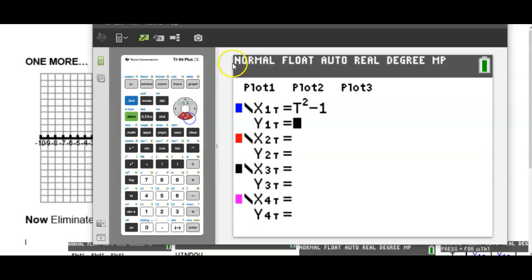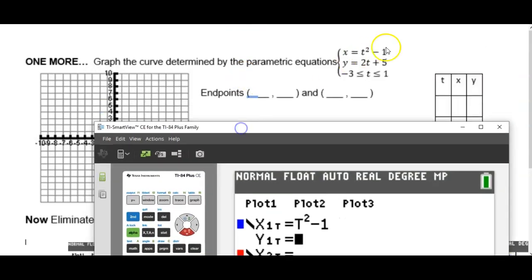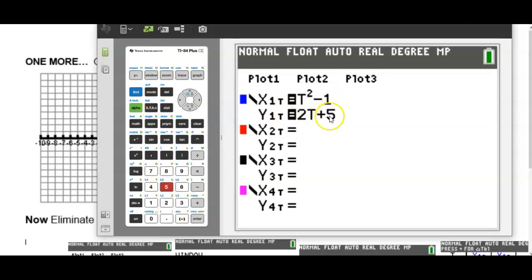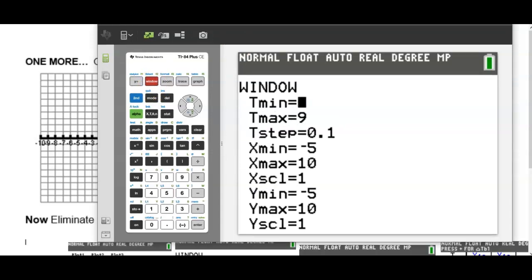Okay. Then if I go down here, the y rule is 2t plus 5. 2t plus 5. All right. You get all that typed in, make sure it looks good and that this is a minus and everything. Then you want to go to the window because we have to change our window.